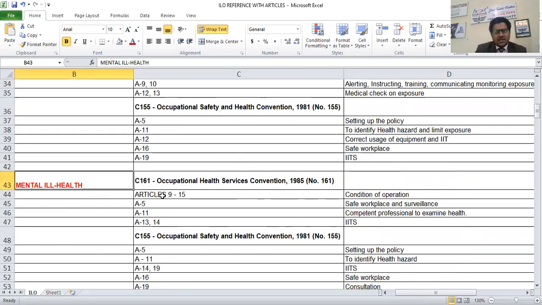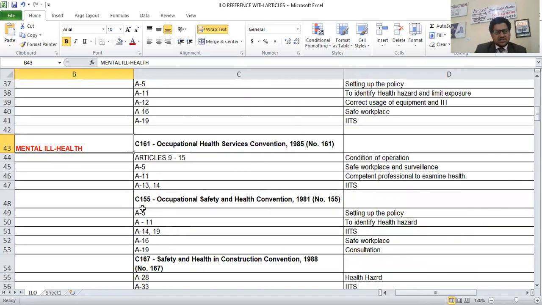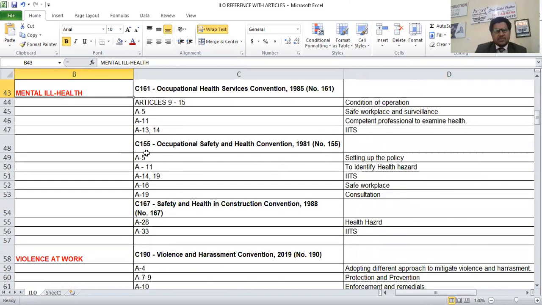In the same way, for mental ill health it is C161, and Articles 9 to 15 are all about conditions of operation. Article 5 in particular is relevant to safe workplace and surveillance, and Article 11 is a competent professional to examine health. Again, some references are from C155, some from C167, and it is quite clear to everyone there.